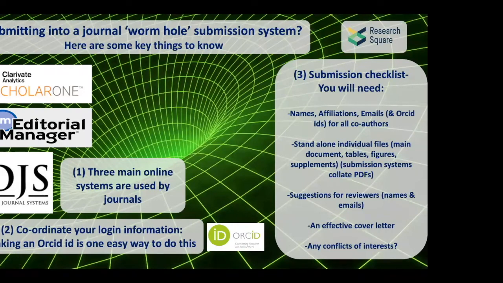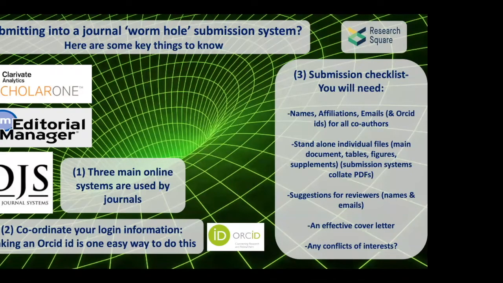Now, this slide, a little bit complicated looking perhaps, summarizes for you the three main online systems used by international journals. And we're going to have a look in a little bit more detail at Scholar One in this presentation, as well as the submission system that Bentham Science publishers use as well. You're going to be submitting your paper into a manuscript submission system. You need to check before you do that which system your journal is using. Scholar One, Editorial Manager, Open Journal Systems are the three main online systems that journals around the world use.